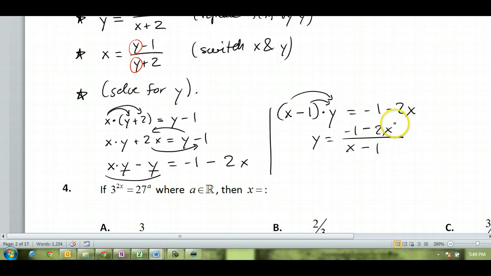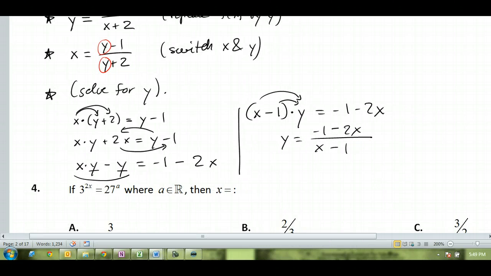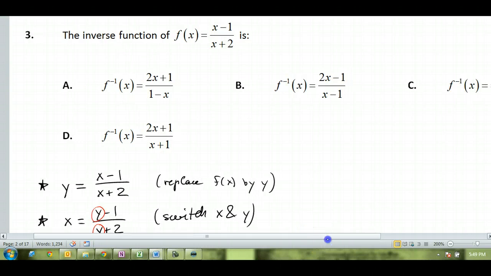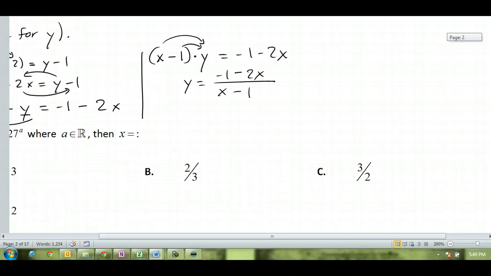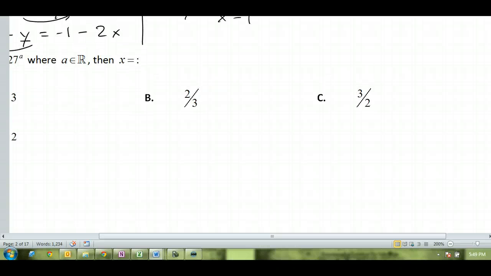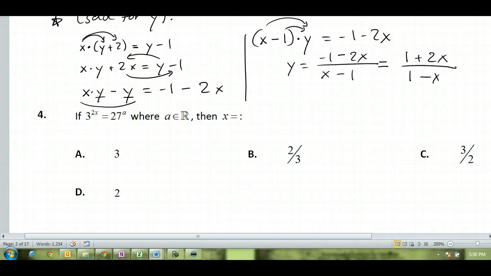Now, I don't like all these negative signs, so personally, you can stop right here. Although I'm not sure. Let me see. Yeah, the answer is not here, okay? What's that? Negative 2x minus 1 over 1 minus x. No, that's not the same, right? That doesn't mean it's not there. That doesn't mean I made a mistake. Let's see what happens when you multiply both sides by negative 1. You find 1 plus 2x, and the opposite of x minus 1 is 1 minus x. Is 1 plus 2x over 1 minus x there?